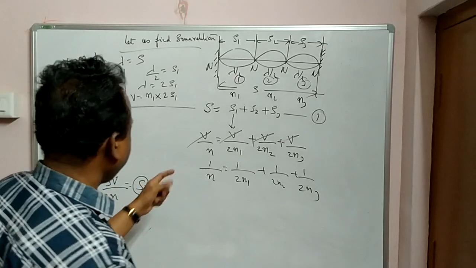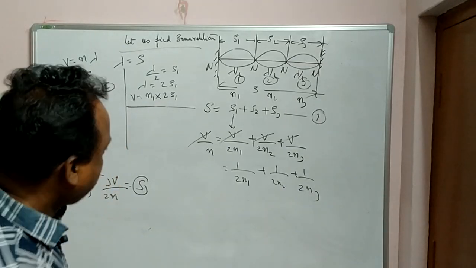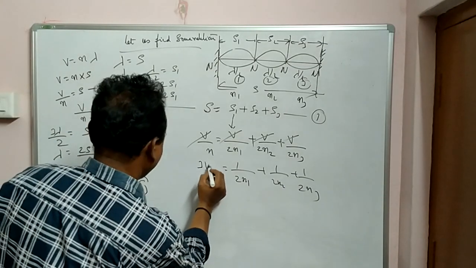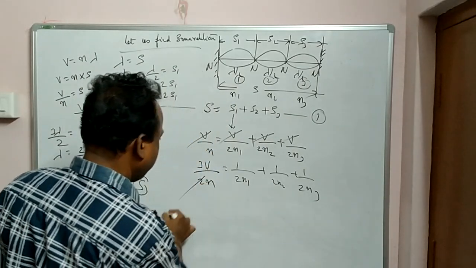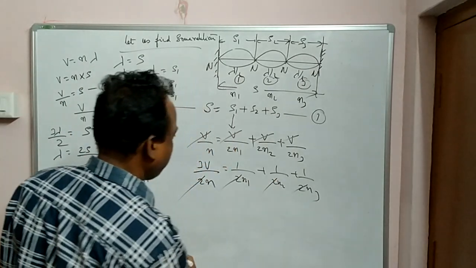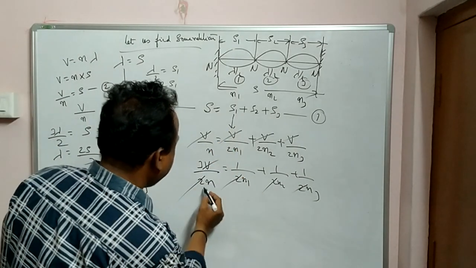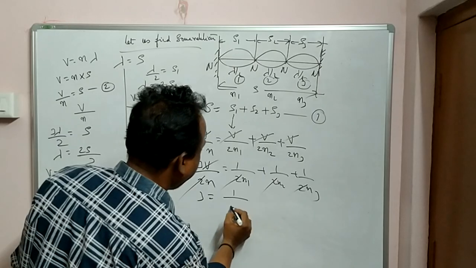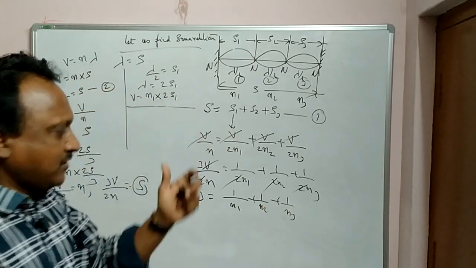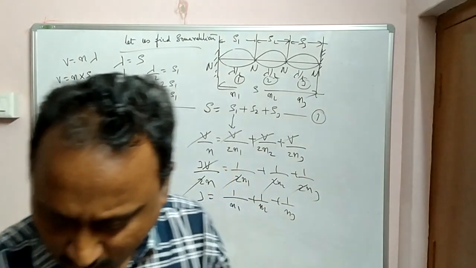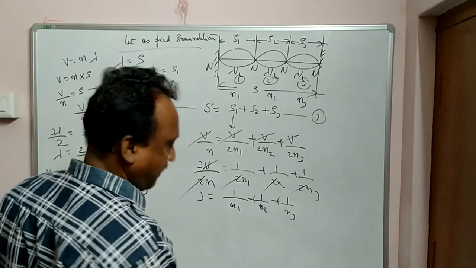సో ఇక్కడ అలా సబ్స్టిట్యూట్ చేసి కూడా చేసుకోవచ్చు. ఇక్కడ ఈ ప్లేస్లో 3V by 2n. అప్పుడు మీకు ఏమవుతుంది? 2 కూడా క్యాన్సిల్ అయిపోతుంది. V అలాగే క్యాన్సిల్ అయిపోయింది. 3 మిగులుతుంది పైన. 3 is equal to 1 by n1 plus 1 by n2 plus 1 by n3. So just as an example I have given this problem to understand in a better manner. Clear?